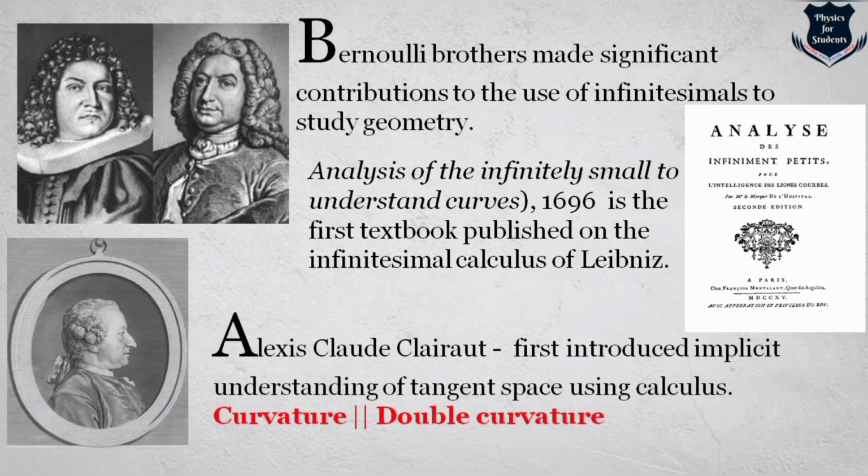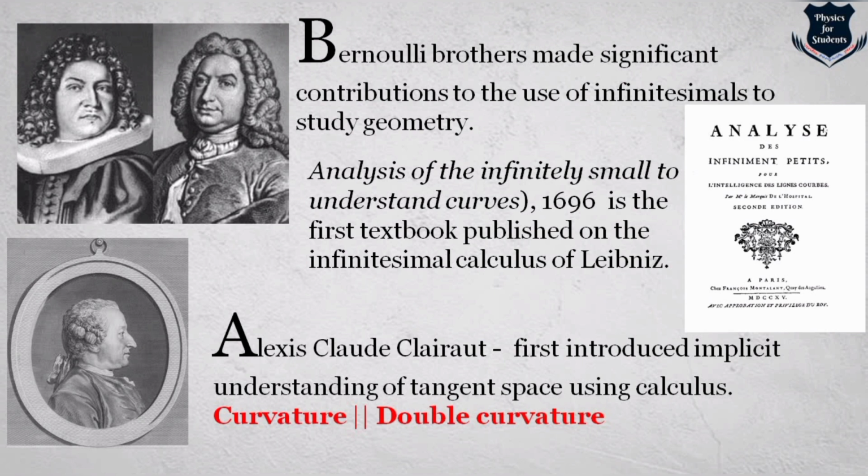Okay, so we have Alexis Claude Clairaut, around 1713 to 1765, a French mathematician who studied space curves and tangent and subtangent. He is the first one who introduced an implicit understanding of tangent spaces. Now, you might ask what is an intrinsic or implicit understanding of geometry. We will let you know once we read Theorema Egregium by Carl Friedrich Gauss.